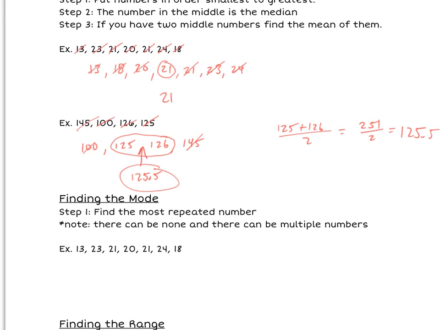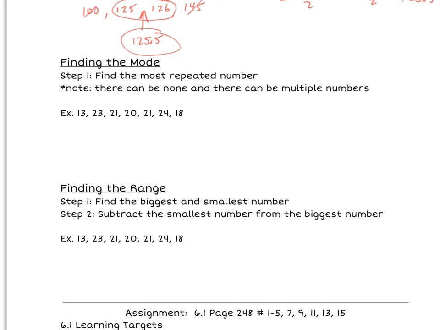So, 21. When you look at this list, this one is just trying to figure out, okay, there's a 13. Are there any other 13s? No. There's a 23. Are there any other 23s? No. There's a 21. Are there any other 21s? Yes, there's 2 of those, right? Now keep going. There's a 20. Are there any other 20s? No. There's a 24. Any other 24s? An 18. Any other 18s? So 21. You can have multiple modes.